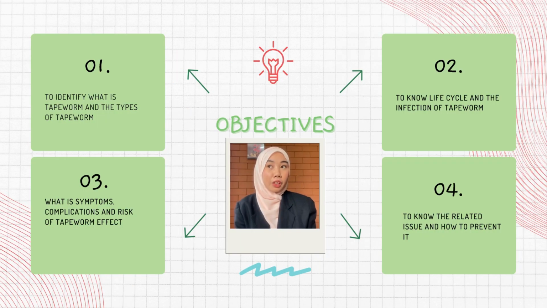There are 4 objectives of tapeworm. Firstly, to identify what is tapeworm and the types of tapeworm. Secondly, to know the life cycle and the infection of tapeworm. Thirdly, what is the symptom, complication and risk of tapeworm effect. Lastly, to know the related issue and how to prevent it.